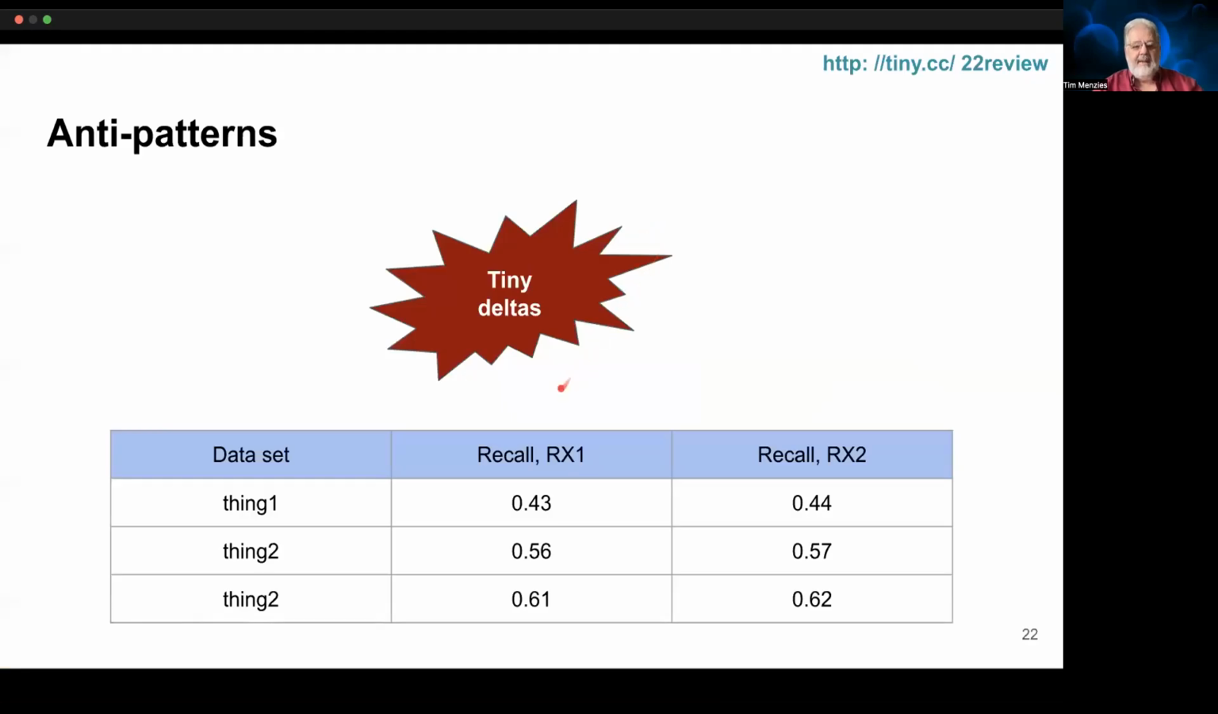Here are some anti-patterns. Here are some tables of data that I see in a paper where I call bullshit. So they're saying, look, I've got this method, treatment 1, and without it, the baseline is on these data sets, I get 43, 56, and 61. And with this treatment, I get 44, 57, and 62. And here I call bullshit, because the difference between the differences is so small, that's almost due to random noise.